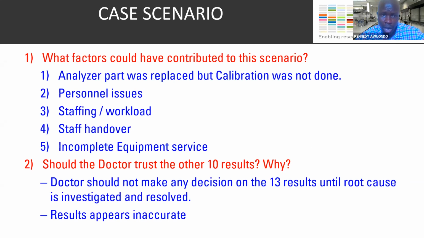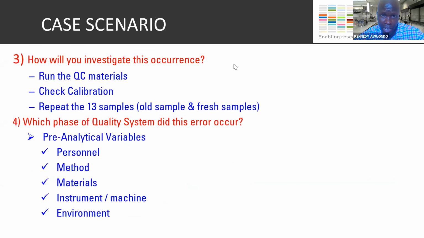Number two, should the doctor trust the other results and why? Doctor should not make any decisions on the 13 results until root cause is investigated and resolved. Results appear inaccurate. Number three, how will you investigate? Some people have already mentioned the 5 whys. Staff training, run the QC materials, check calibration, repeat the 13 samples, old sample and the fresh samples needed to be repeated.